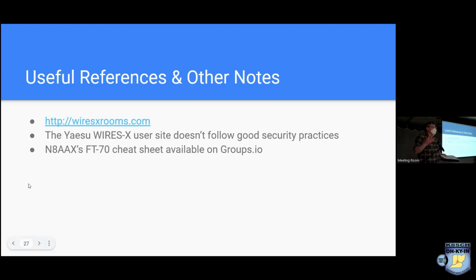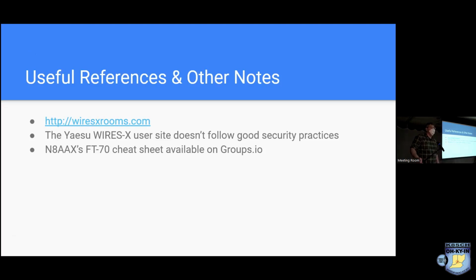All right, so one question you might have is, how do I find these room numbers and node numbers if I don't have the Wires-X software? Yaesu actually publishes two lists. They publish a node list and a room list. And the easiest way to find them is to go to this website, wiresxrooms.com.